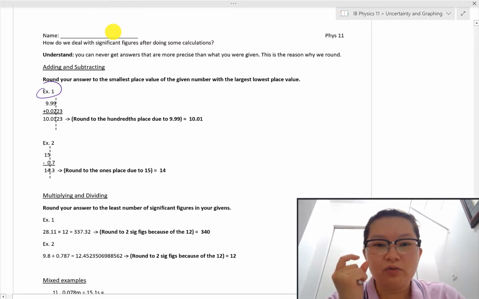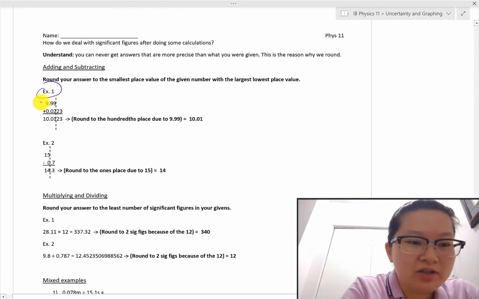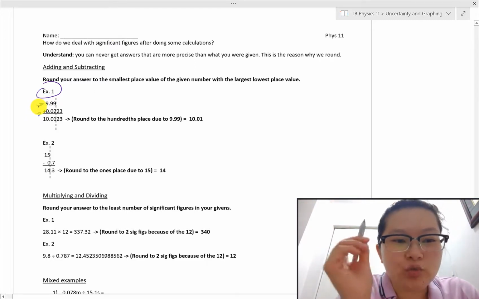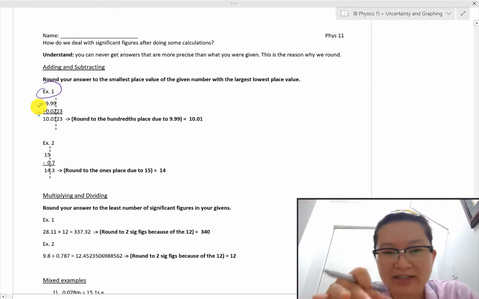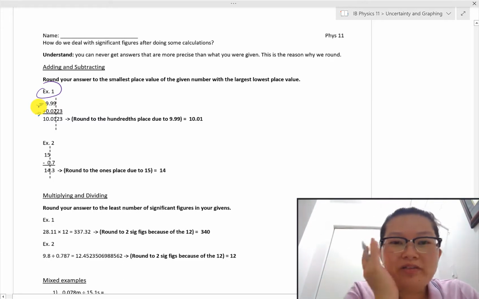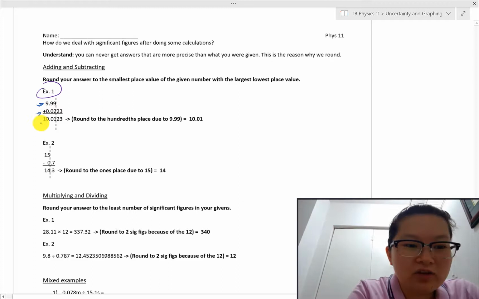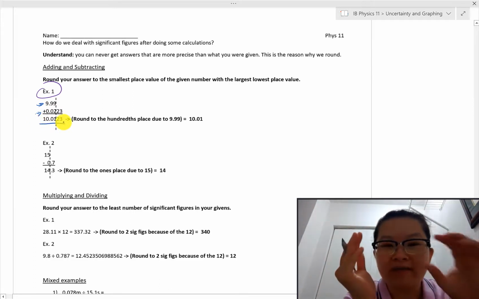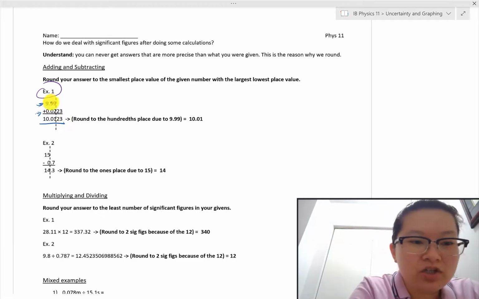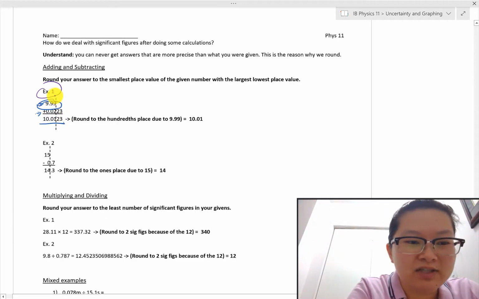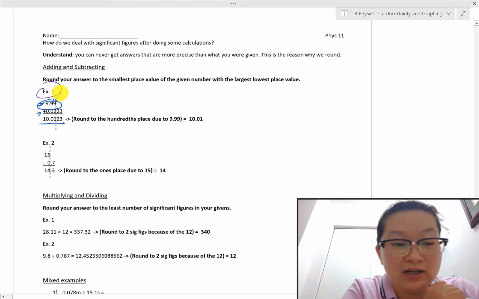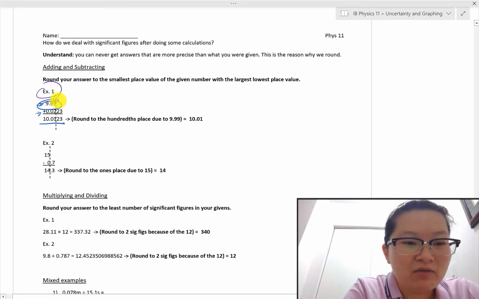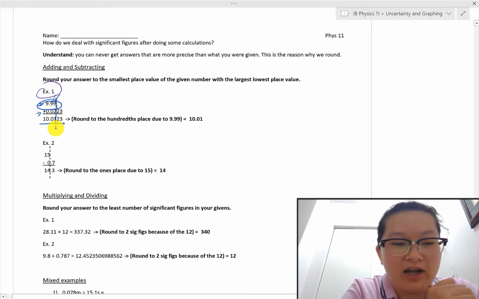Okay, so what do you do? You look at these 2 numbers, 9.99, 0.0223. You look at which one has the least number of place values. You go with that one, and whatever answer that you get, you round up to that last place value in the number that you just chose. I chose 9.99 because it only has 2 decimal places after the decimal. So my final answer, I'm going to round up to that last 9 that is in the number I chose.